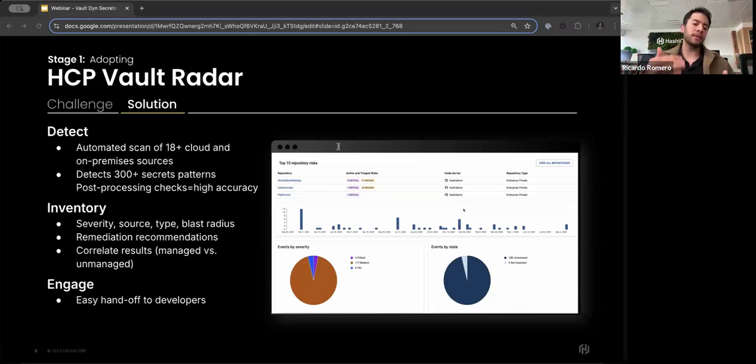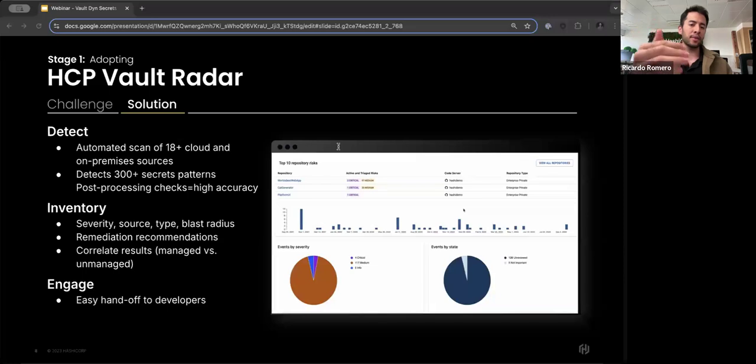After that, we also have a post-processing check, for example, by evaluating the entropy, which is a fancy way to say the randomness of what we discovered. This helps us provide a higher degree of accuracy to eliminate those false positives, right?